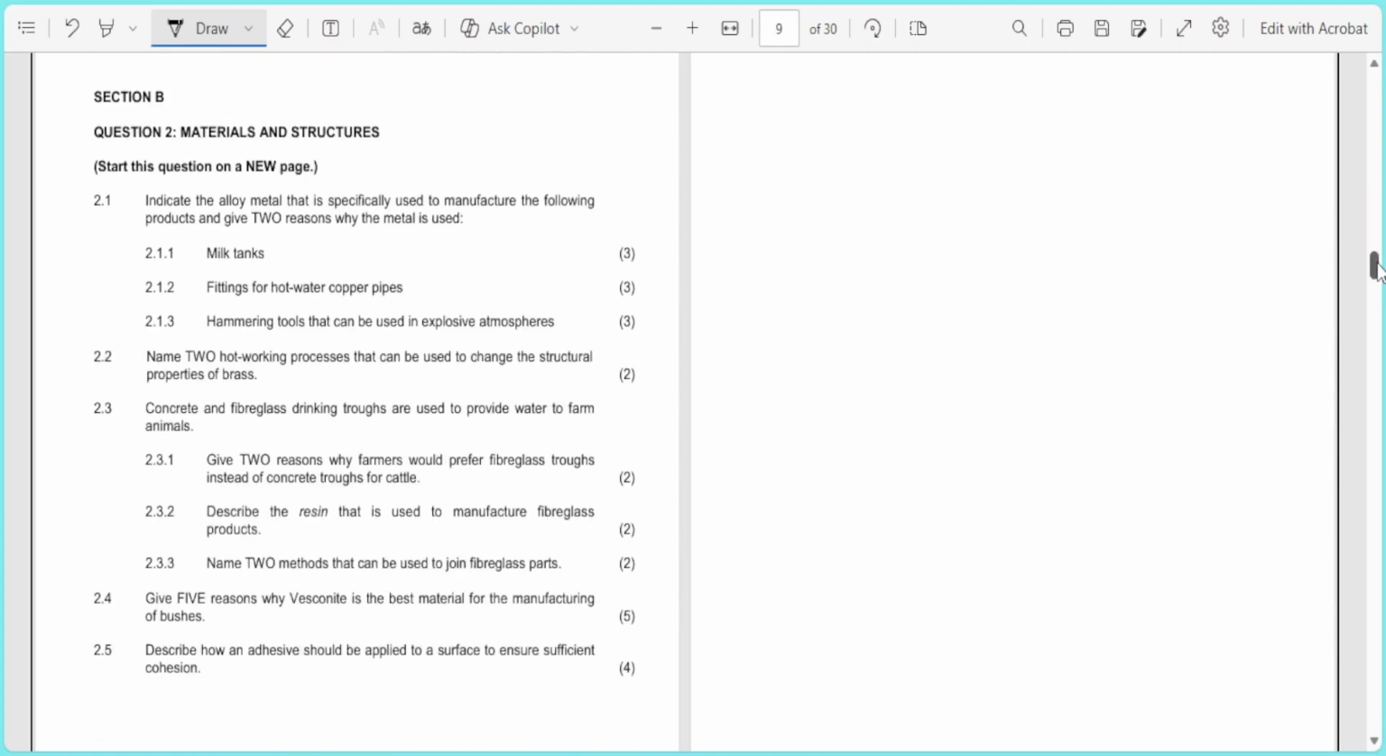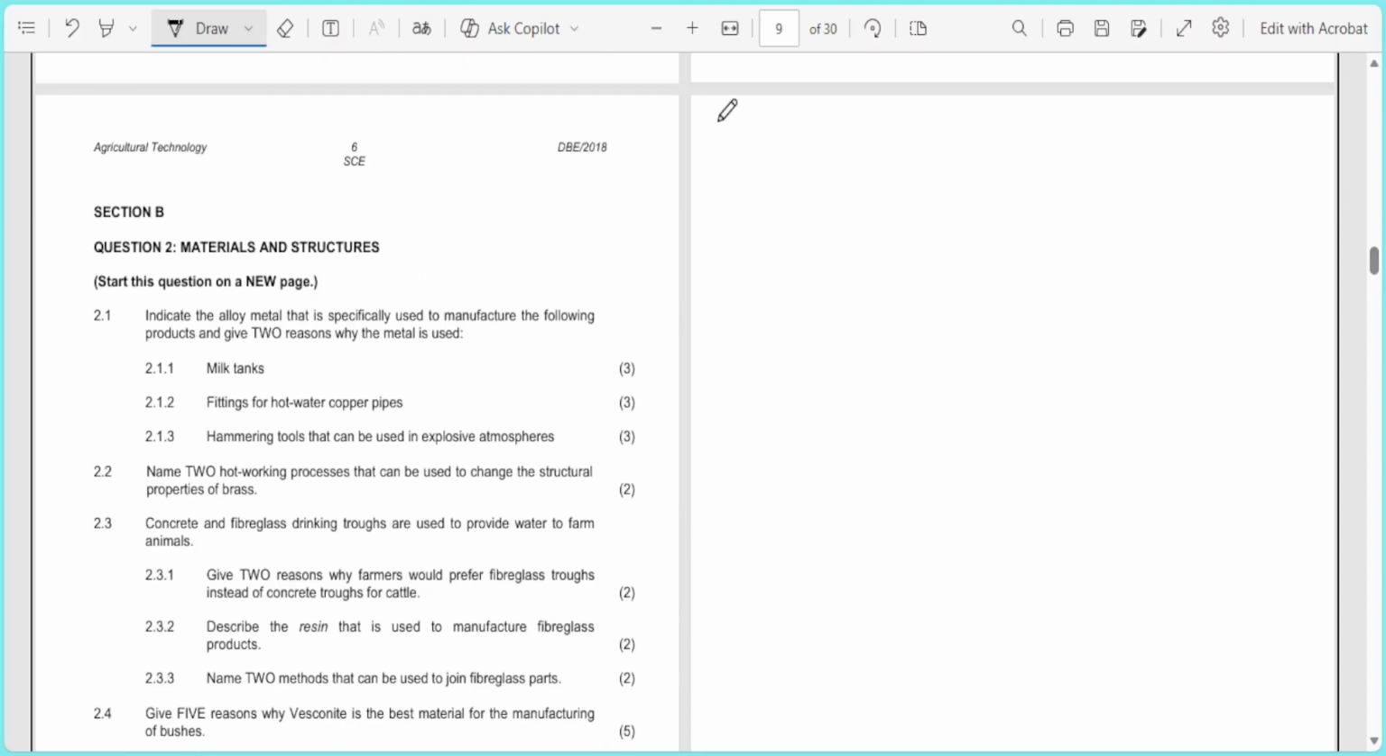Okay, so for the first question, 2.1.1.1, they want us to indicate the alloy metal, not just any metal, an alloy metal that is specifically used to manufacture the following products, and give 2 reasons why the material is used. Now, for the first question, what material is used for making milk tanks?